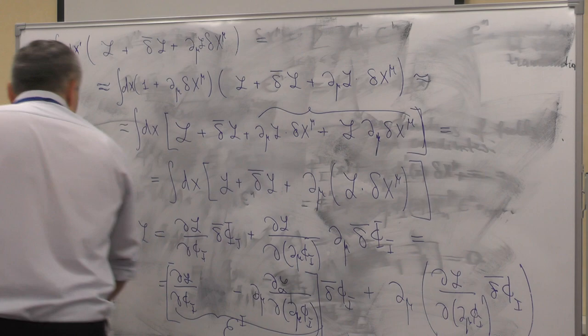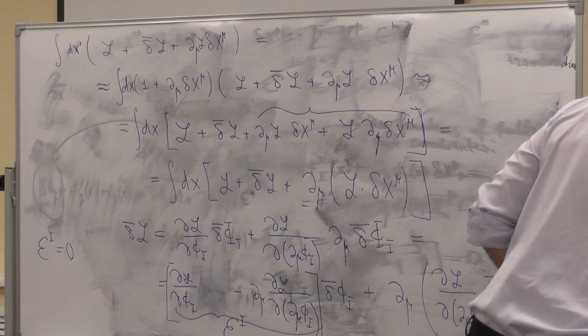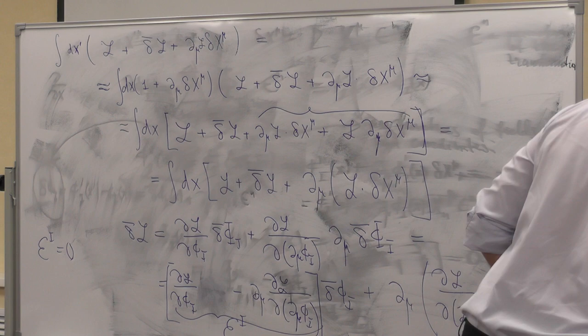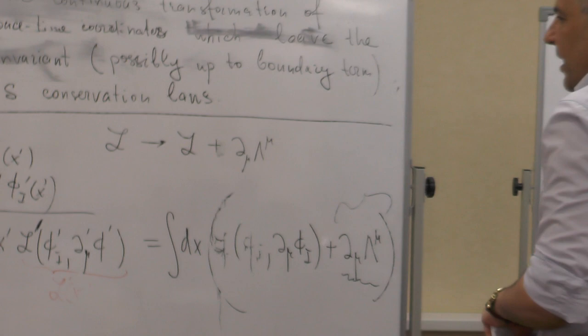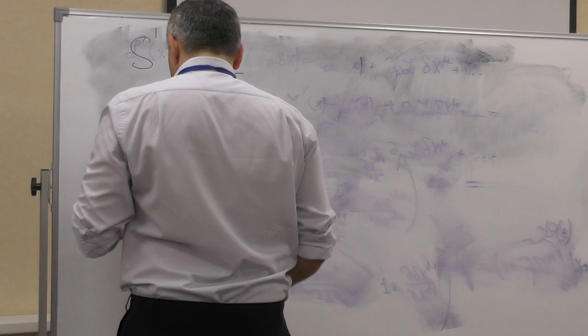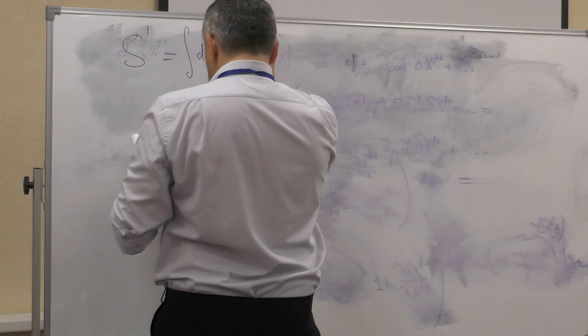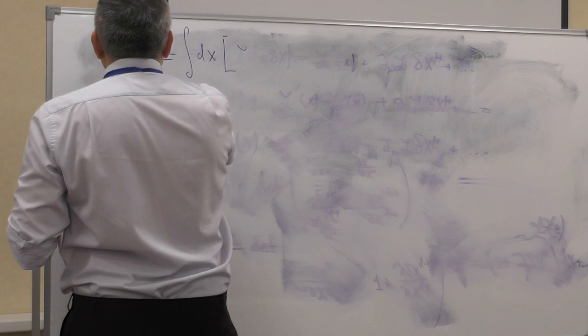This is my original action, and this is S prime, the action which is obtained after I change my fields. So S prime turns into the following expression. S prime is given by the integral dx of the original Lagrangian. Let me write right away an expression for delta S.